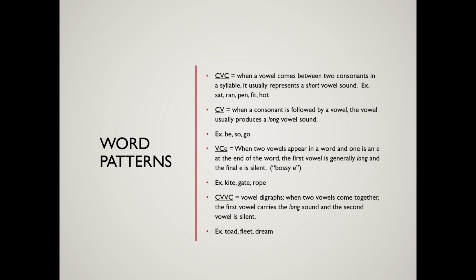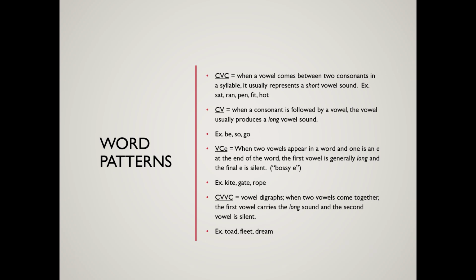Then you have CVVC words. The VV is 2 vowels together, making a vowel digraph. When 2 vowels come together, the first vowel carries the long sound and the second is silent. There is a cute little song that students will learn that essentially says, when 2 vowels go walking, the first one does the talking. If you teach your kids that way, they're going to pick up vowel digraphs very, very quickly.